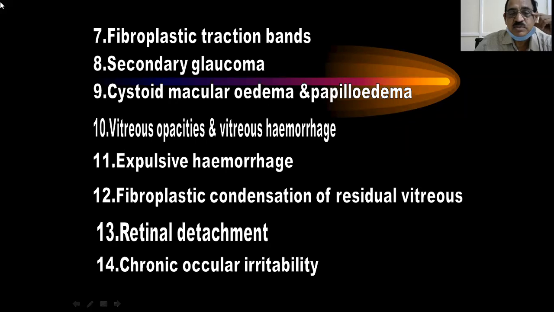And expulsive ciliochoroidal hemorrhage is another thing which can occur after vitreous PC rent and vitreous prolapse and all these things. And fibroplastic condensation of the residual vitreous occurs, and this leads to retinal detachment, and the vitreous in the anterior chamber touching the other important structures will definitely lead to ocular irritability.